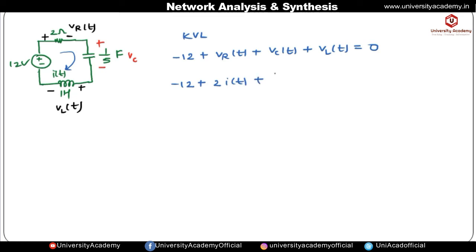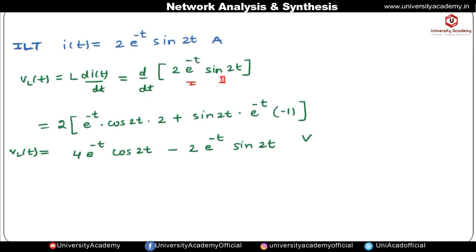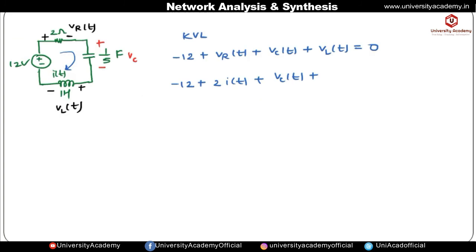Then we have to find out VC of t and VL of t, that is, the voltage across the inductor, which we have just now calculated. So this is the expression for the voltage across the inductor. Let us put the value of VL of t here. So VL of t we are getting, this is 4, this is VL of t. Next step I will write down.